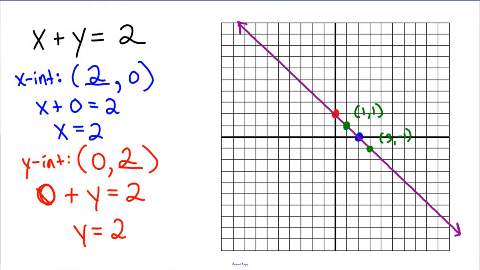So finding solutions to functions, we're going to plug in whatever inputs we want and find the outputs to get our ordered pairs, and then graph those ordered pairs. We can either find solutions and graph them, or we can find 2 special points called the x-intercept and the y-intercept to find our points on the graph to graph them.